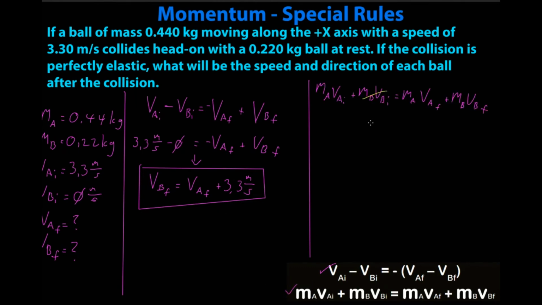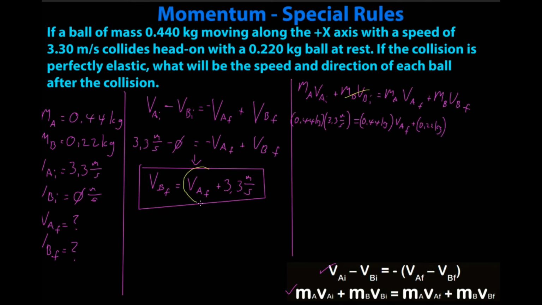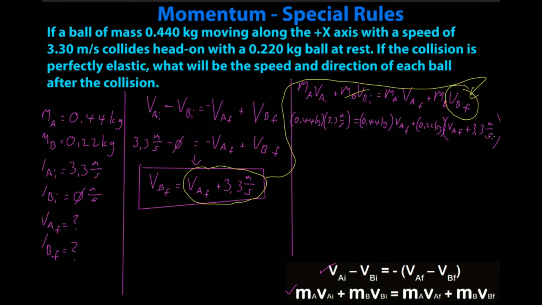Immediately, there's no VBI. 0.44 kilograms times 3.3 meters a second equals 0.44 kilograms times VA final plus 0.22 kilograms. Now I'm going to do a substitution here. Since VB final equals this, I'm going to take this and substitute it in over here, which gives me VA final plus 3.3 meters per second. Now in this equation, I only have one unknown, which is VA final.